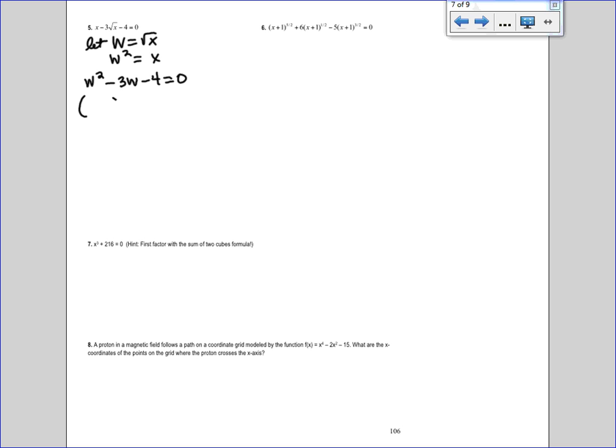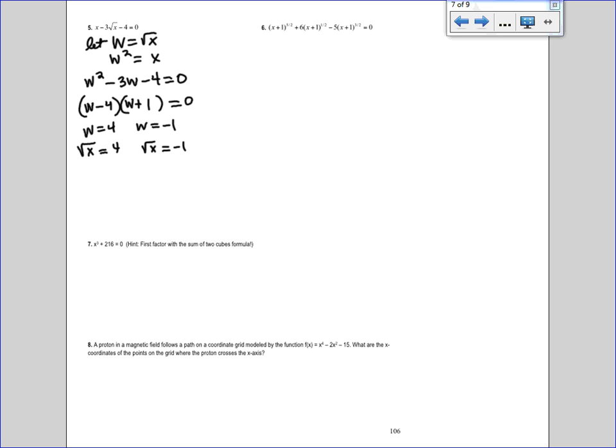I try to factor. So I need them to multiply to be negative 4, and then add to negative 3, so negative 4 plus 1. Set each piece equal to 0 and solve, so I get W equals 4 and W equals negative 1. But I didn't ask for W's, I asked for x. So I have the square root of x equals 4, and I have the square root of x equals negative 1.